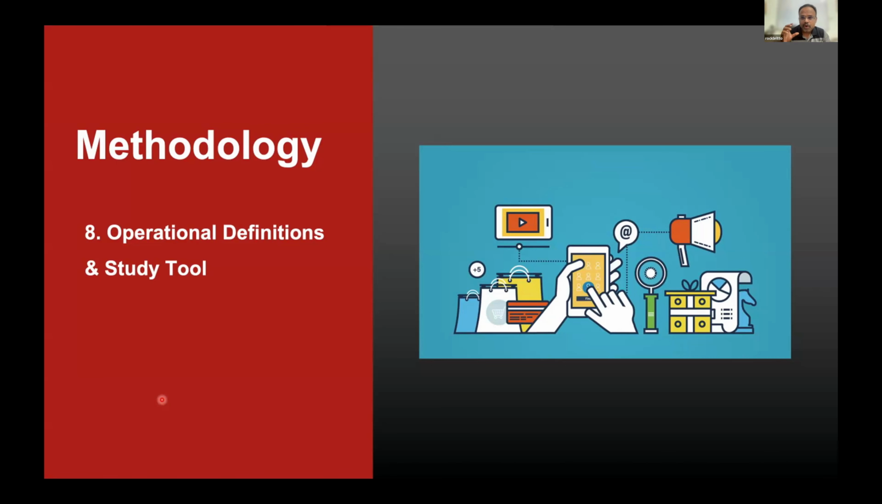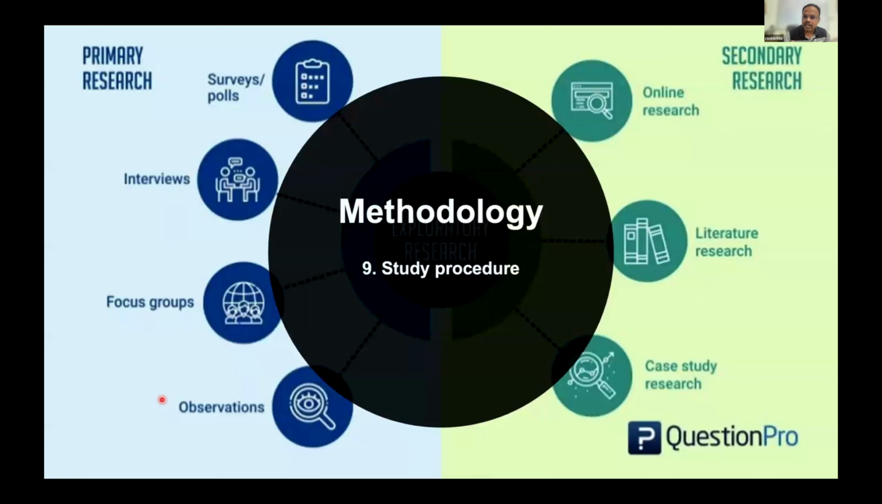Suppose, let's say you are following a definition of diabetes mellitus as, let's say, urine sugar was your diagnosis, then studies done on the widely accepted fasting and postprandial or HbA1c domains cannot be compared. So if you define your diabetes mellitus based on urine sugar, in the same way you need to mention your operational definitions and study tools. There are different study designs available.